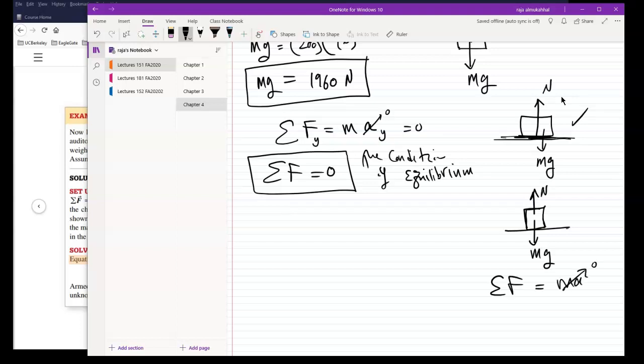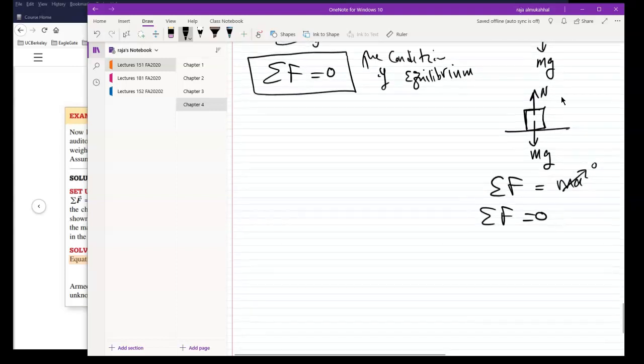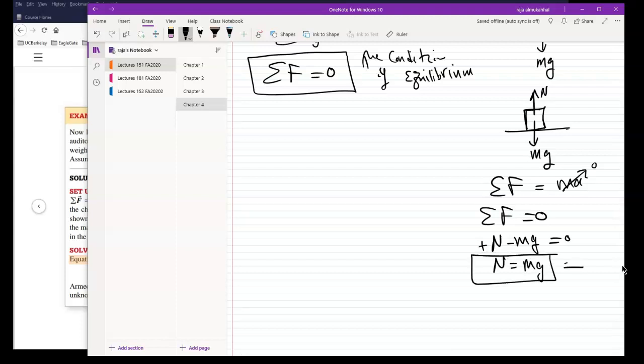Remember, ma means accelerated motion. As long as you're at rest, this thing is 0. So in this case, sigma F equals 0. You are in equilibrium. Once you see sigma F equals 0, that means equilibrium. And then you just go N minus mg equals 0. The normal is up, that's positive, minus mg going down. Then we move the mg to the other side. So N equals mg, which I already know, but I have just proved it to you. You see what I'm saying? So that's really the meaning of equilibrium. We'll talk about equilibrium in the next chapter in more detail, but that's basically what it is.